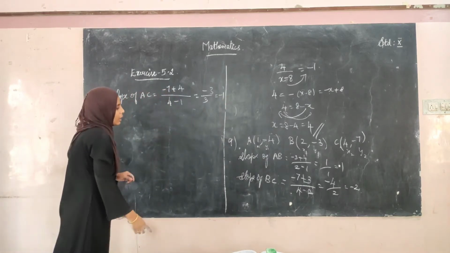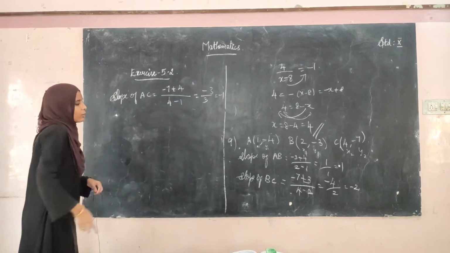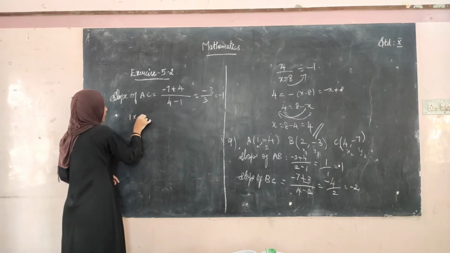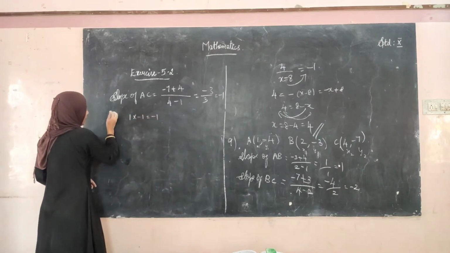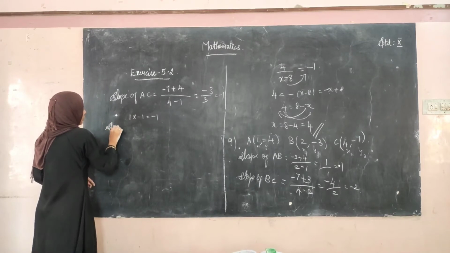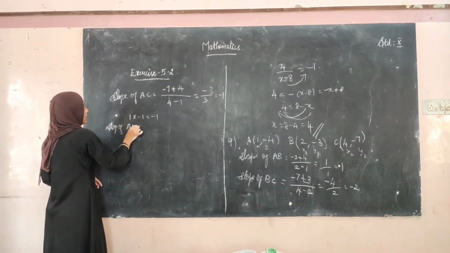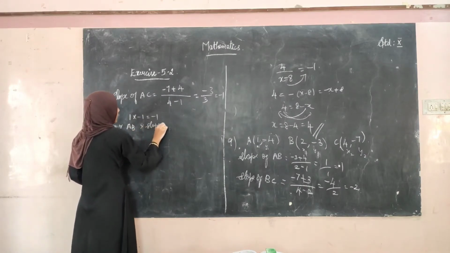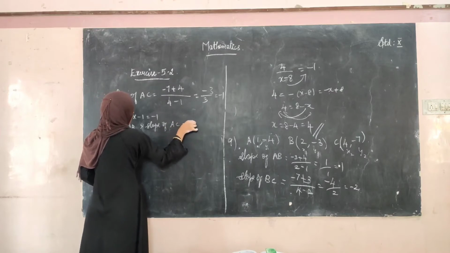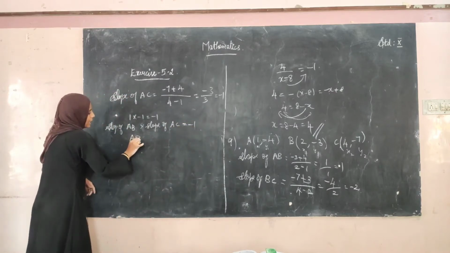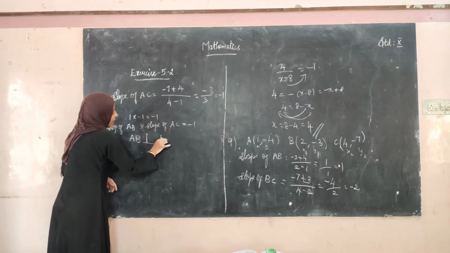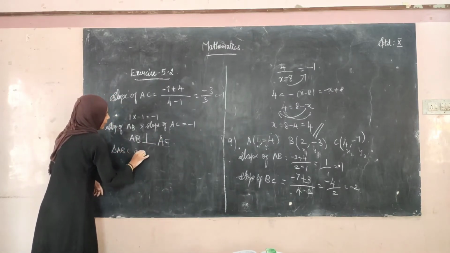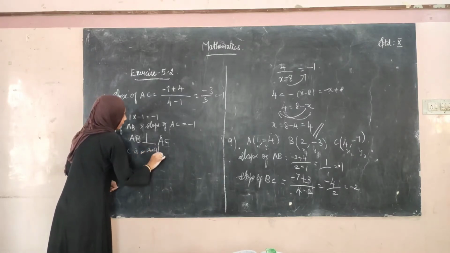Okay, see here, slope of AB and slope of AC form the condition m1 into m2 equal to -1, right? That is 1 into -1 equal to -1. Therefore, slope of AB into slope of AC equal to -1. That is, AB is perpendicular to AC. Then the triangle ABC is a right angle triangle. We have proved that.